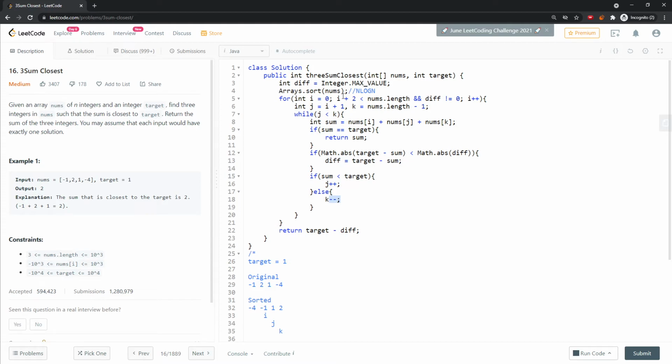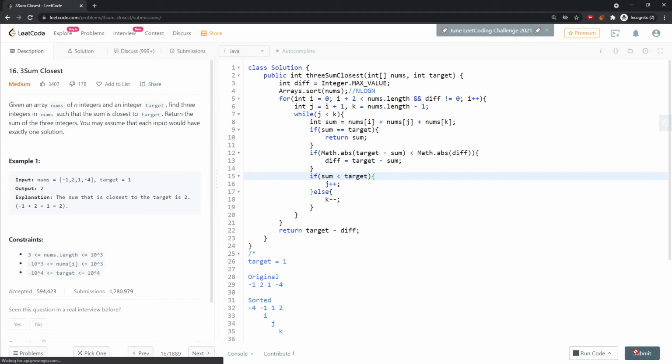So when you move on to the next index in the for loop, you need to reinitialize J and K again. When the difference equals 0, which means they are the same, right? I actually don't need this, but I just want to make sure when I break out of this statement. Then just return target minus the difference.